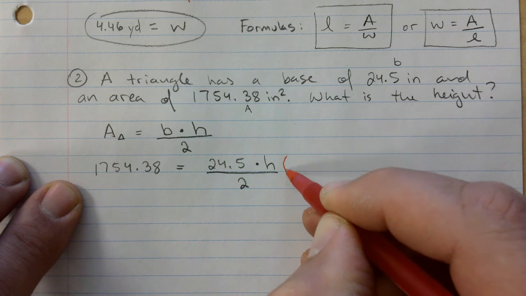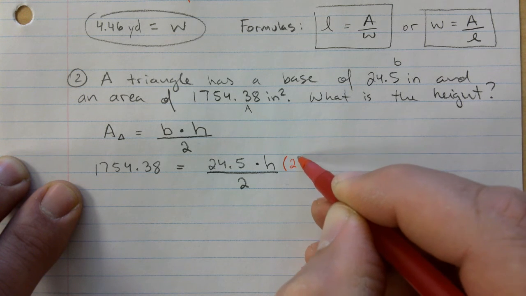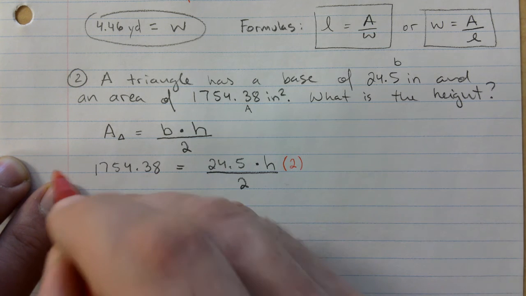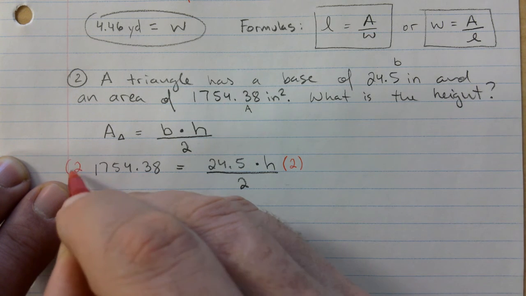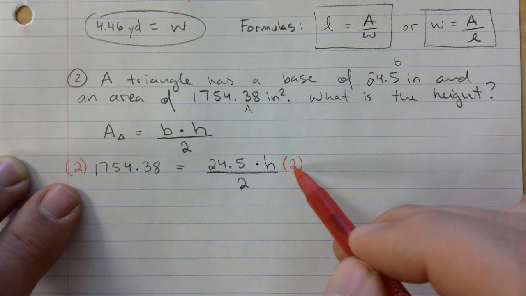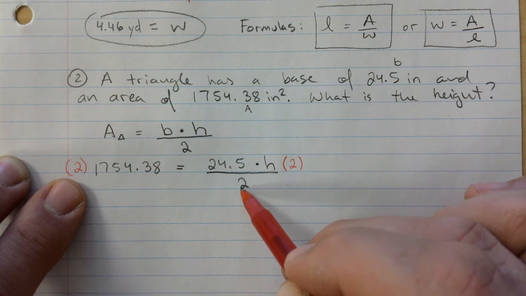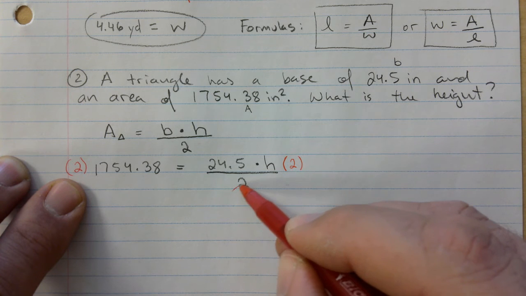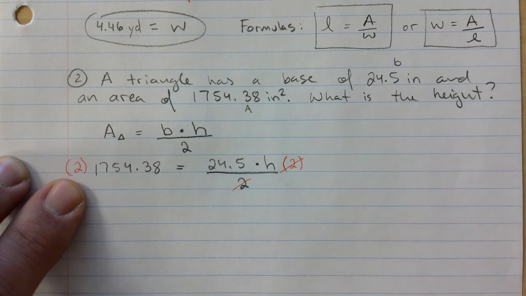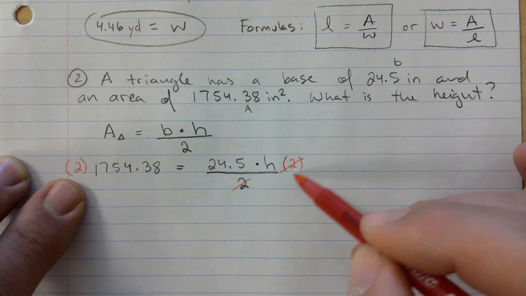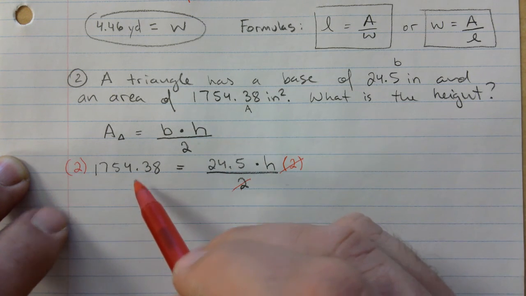Use a different color maybe to help. We're going to multiply this whole thing by 2. And we're going to do the same thing to the other side. How did you determine it has to be multiplied by 2? Because of this. Okay? So then you cancel out these 2 here. So no math really happens here, just cancellations happening here. Here the math happens, okay?